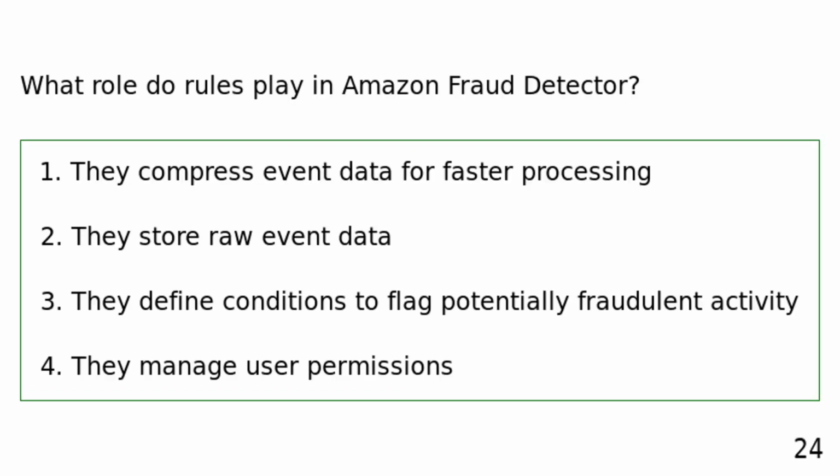What role do rules play in Amazon Fraud Detector? They compress event data for faster processing. They store raw event data. They define conditions to flag potentially fraudulent activity. They manage user permissions.